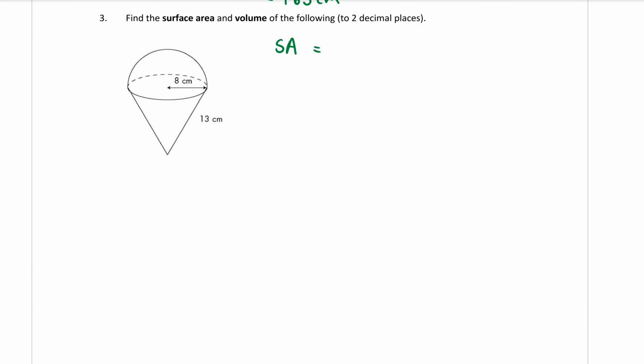Surface area. That half of a sphere means I put a half in front of my formula for the surface area of a sphere, which was 4 pi r squared. Then I want to add to that the surface area of my cone. However, remember, I'll write it over here on the side. The surface area of a cone is pi r squared plus pi r s. Remember, there are 2 parts to that formula.